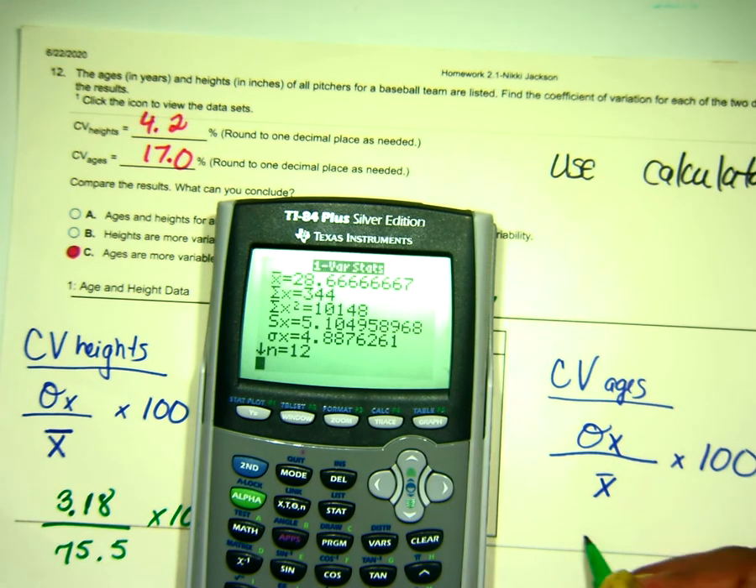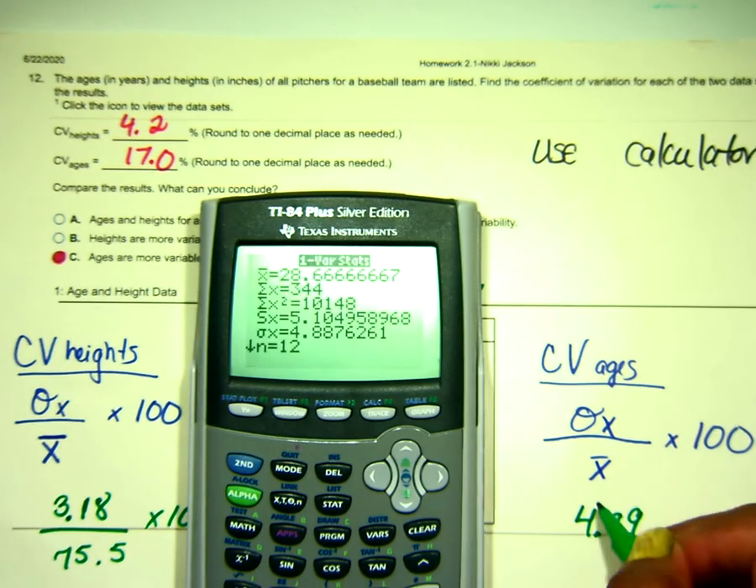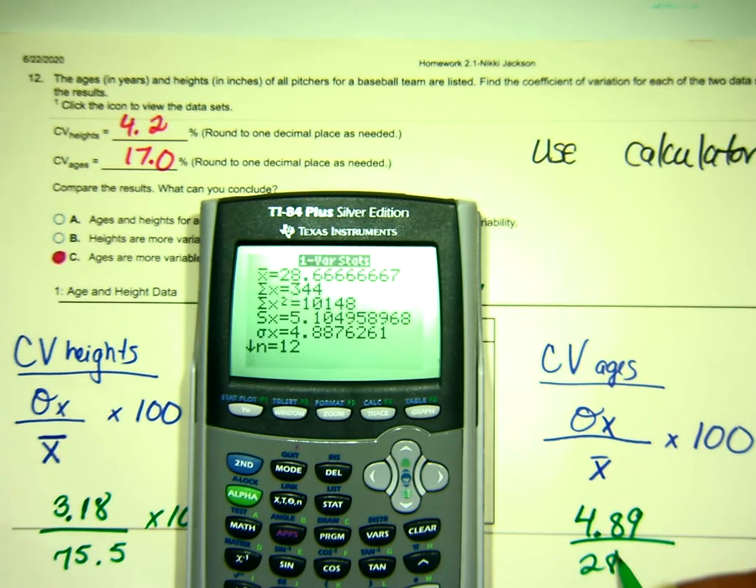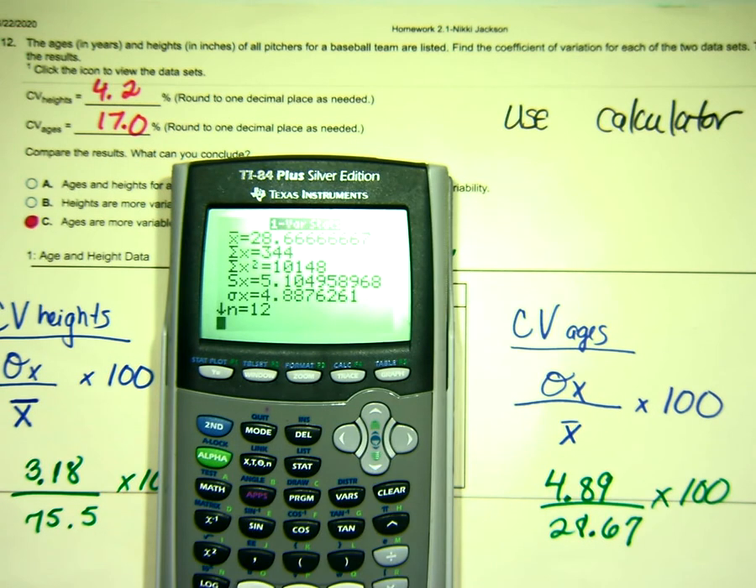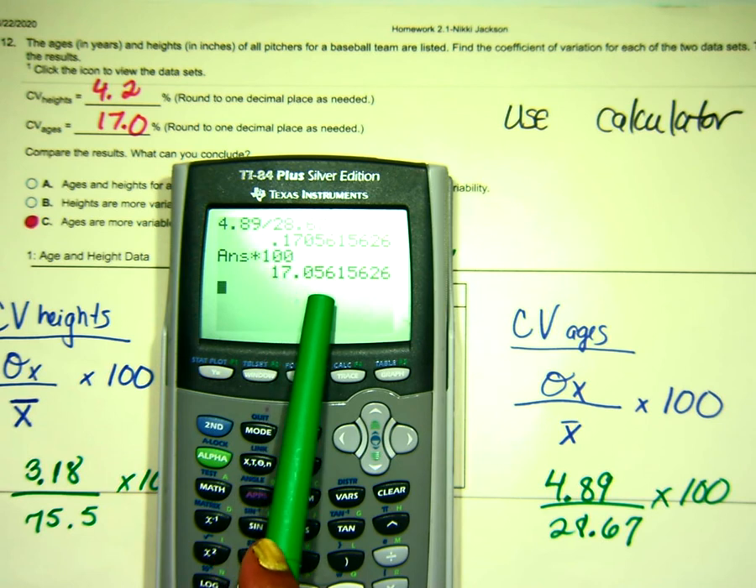For your standard deviation, you're going to do 4.89, because that 7 is going to make that 89, divided by 28.67. I'm just going to keep them on the same hundredths place. You don't have to round. I just did that because I really didn't want to write all those numbers. But notice how I'm consistent with my rounding. So now I have 4.89 divided by 28.67 times 100. And voila.